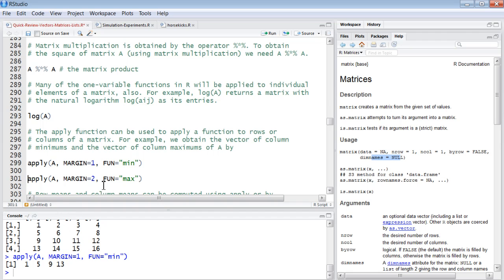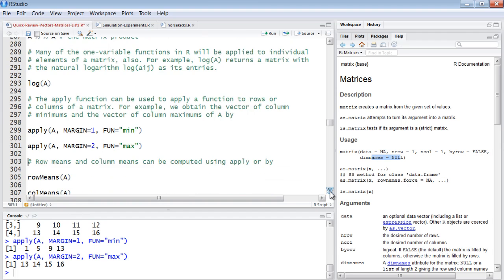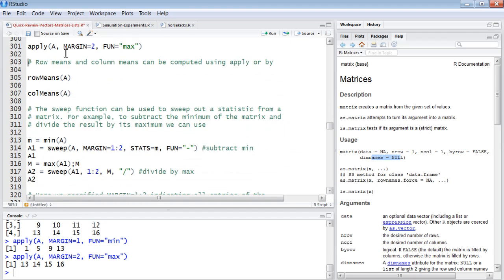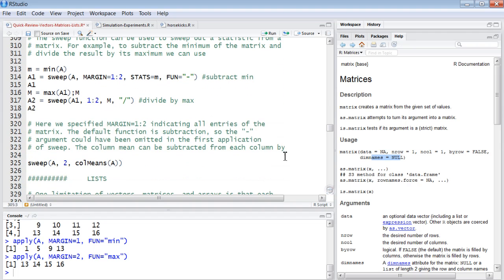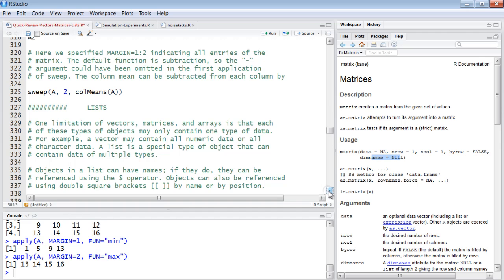So we're doing the maximum of the columns. The maximum is the function. 13, 14, 15, 16. Okay, so we get that. There are many functions in R, row means, column means. These are vectorized functions. Sweep's another function. Let's do one more thing here, and we'll come back to sweep.